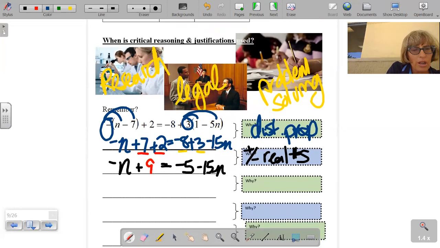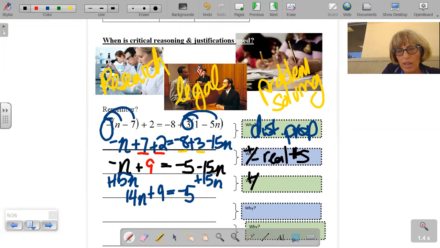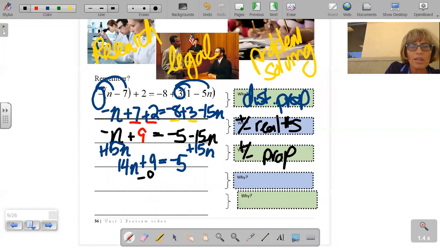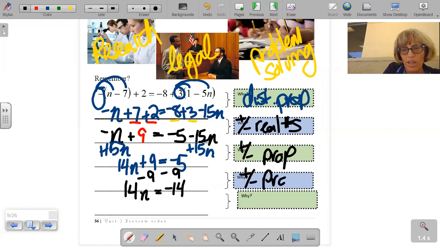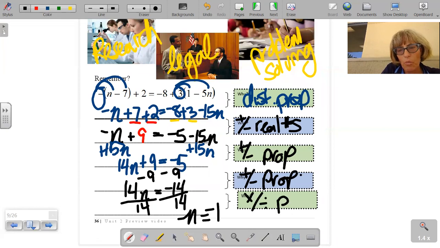Coming over here, let's take this plus 15n over here. And this is going to be 14n plus 9 equals -5. And that would be addition and subtraction property, because we crossed the equal sign. Here we minus 9, of course, both sides, and we have 14n equals -14. That was addition, subtraction property again. And of course, our last step here, n equals -1, and that would be multiplication, division property.